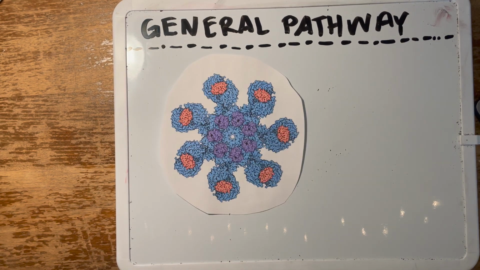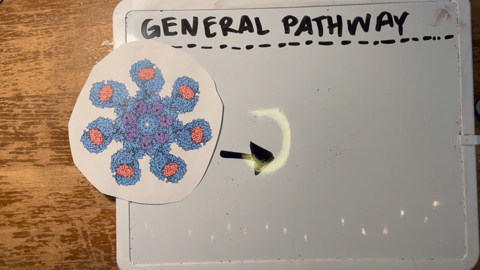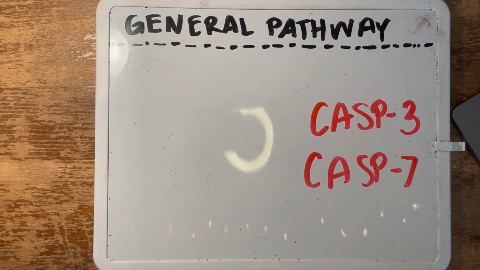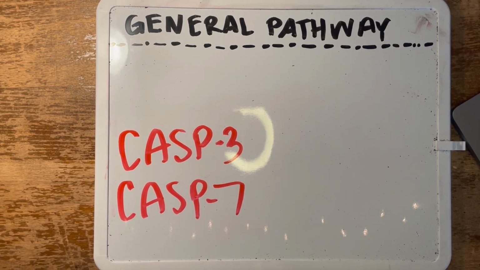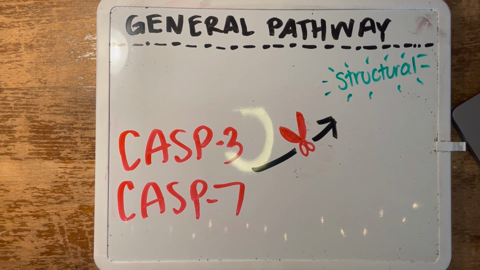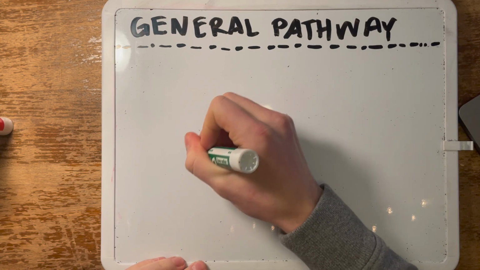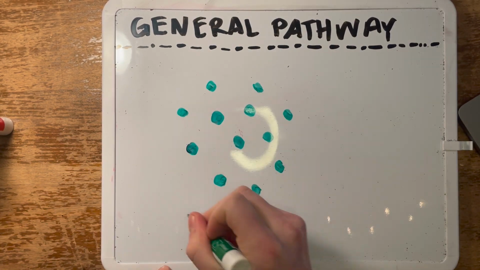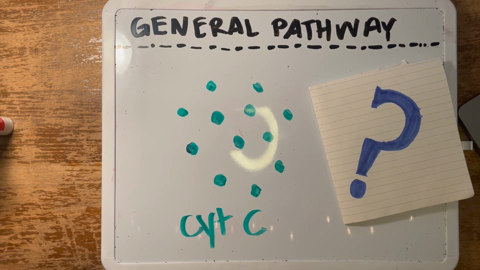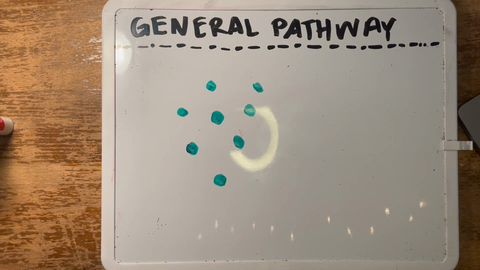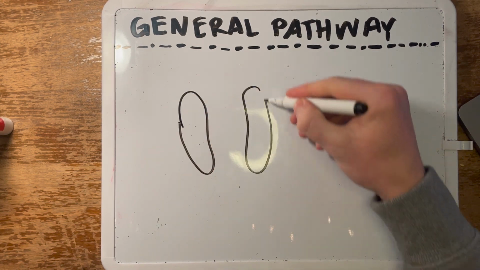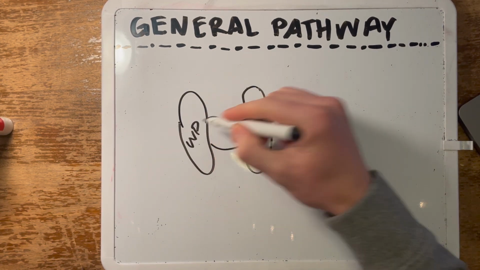The apoptosome then activates caspase 3 and caspase 7, which are executioner caspases, which go on to cleave structural and repair proteins essential for cellular life. This is the general pathway of apoptosis induced by signal reception or internal cues. And you might recognize at this point that all of these downstream apoptotic processes are dependent on the presence of cytochrome C. But where does it come from?